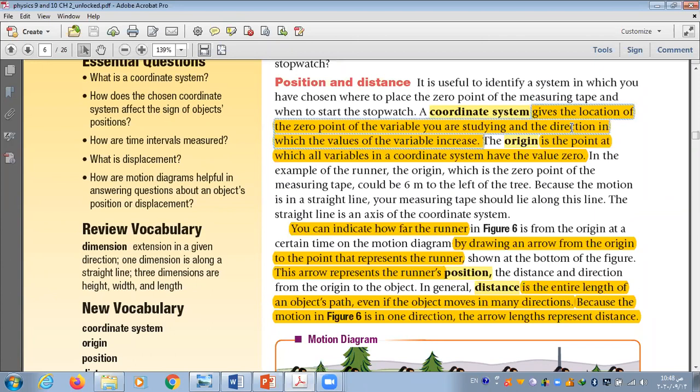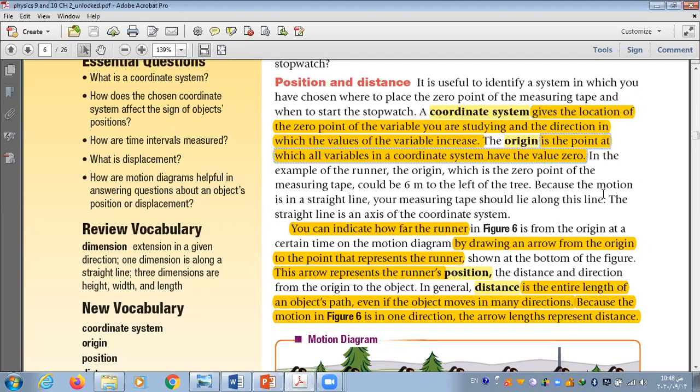The origin is the point at which all variables in a coordinate system have the value 0. So when you locate the origin, you have to know that this origin is the 0 point where the runner didn't move any meters. You didn't start to count the time for his movement. So all variables, and the variables here are distance and time, have the value 0 at the origin.